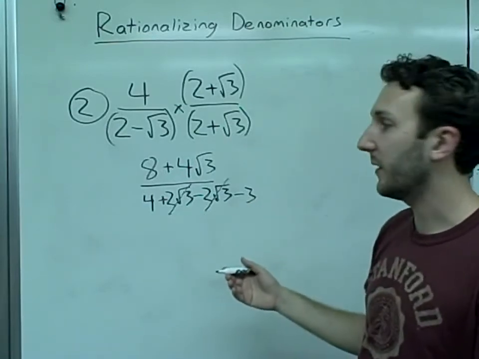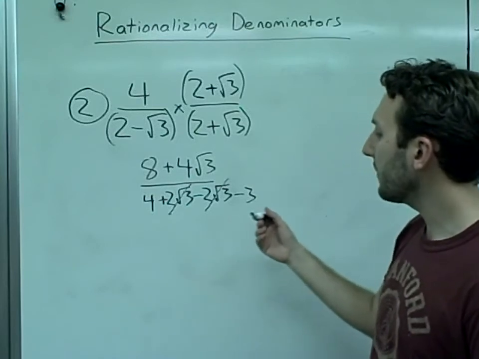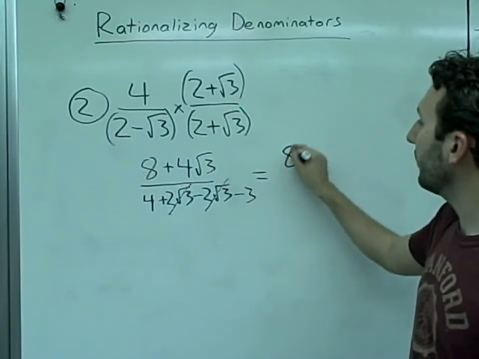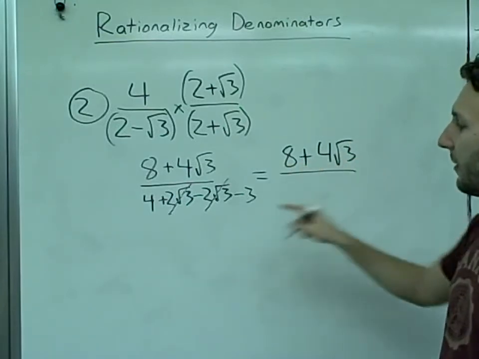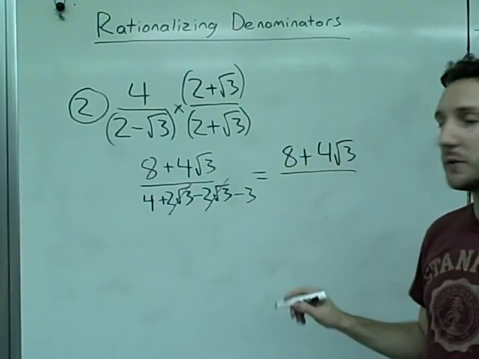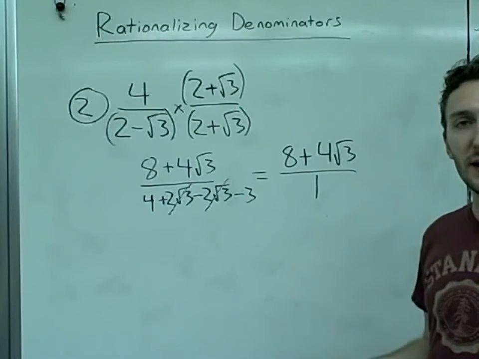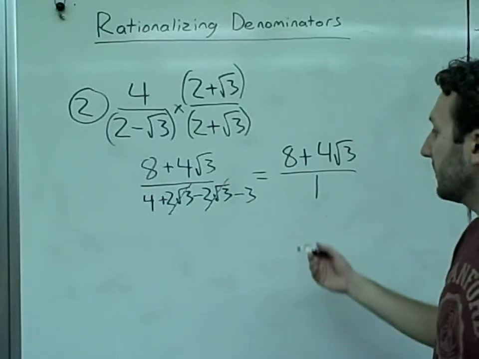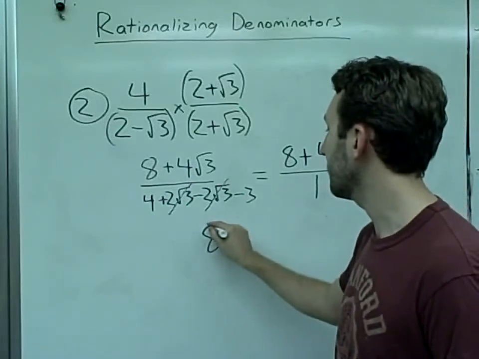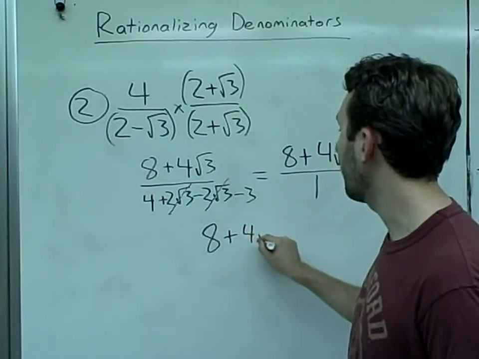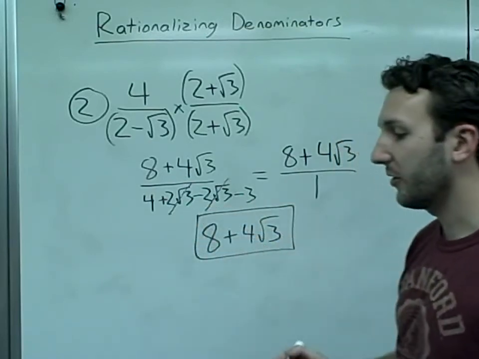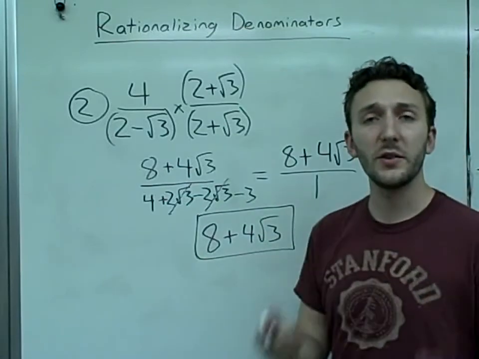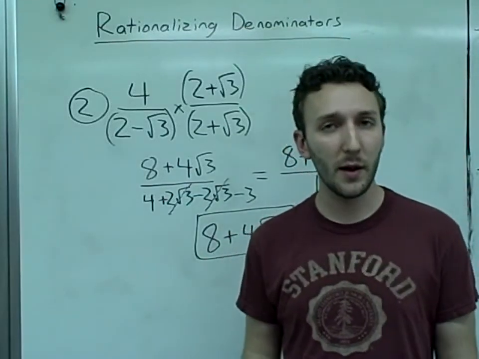This actually turns out to be very nice, because when you simplify it, you still have 8 plus 4 radical 3 on top. And then on the bottom, 4 minus 3, that just equals 1. And as you know, anything divided by 1 is just itself. So your final answer is just 8 plus 4 radical 3. And you're done.